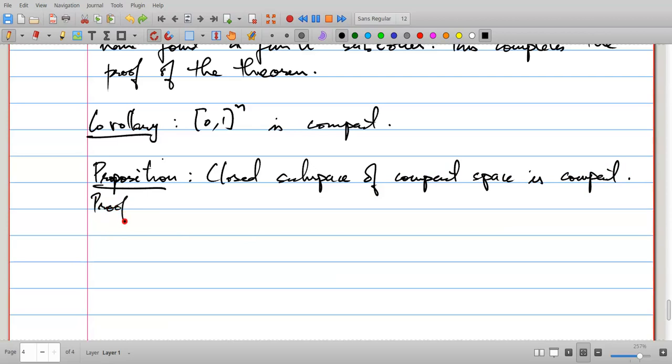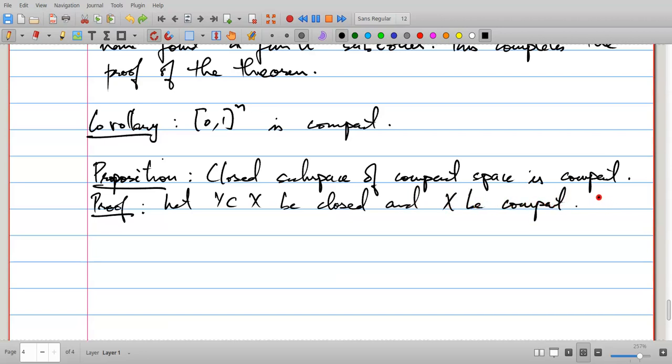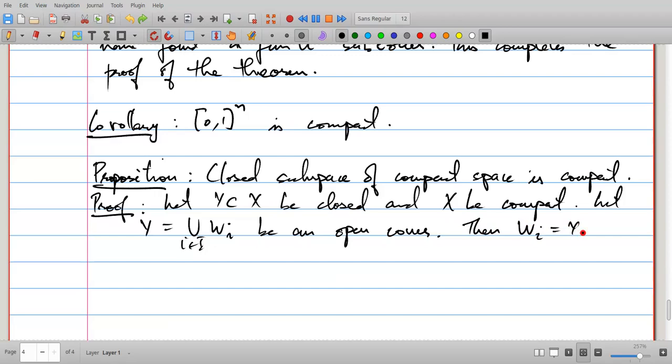So let us prove this. Let Y contained in X be closed and X be compact. So suppose we are given an open cover of Y, Wi. Then Wi is equal to Y intersection Ui for some open set Ui in X.